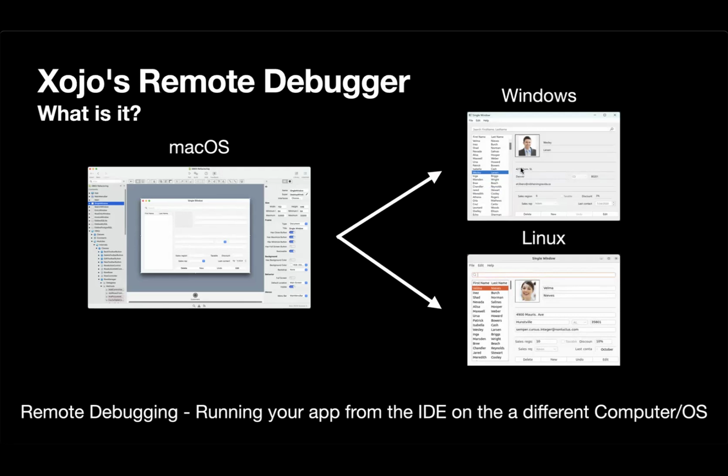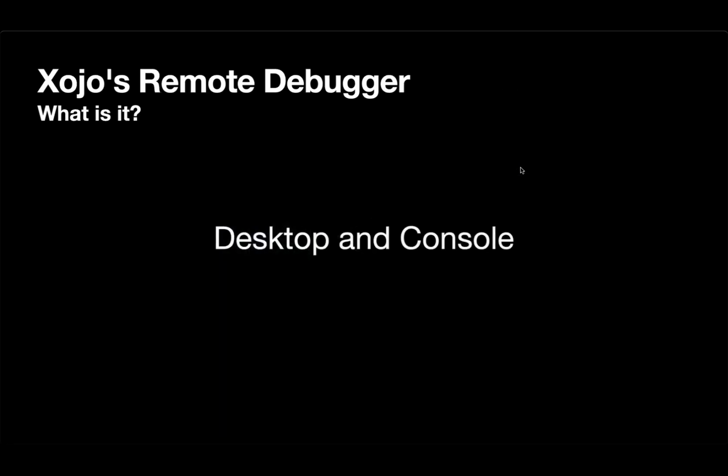Now, typically, these other operating systems are running in a virtual machine, like on Parallels. That's the simplest way. And that's the way I'll be demoing. But they could conceivably be on another computer entirely. And we'll talk about that a little bit later. Now, there are two remote debuggers. There's one for desktop and one for console. So you can remote debug desktop and console applications.